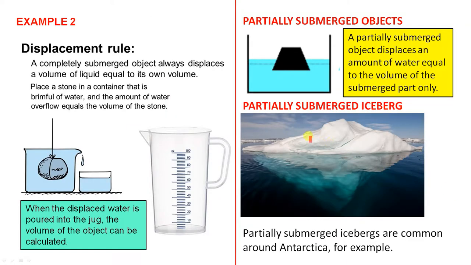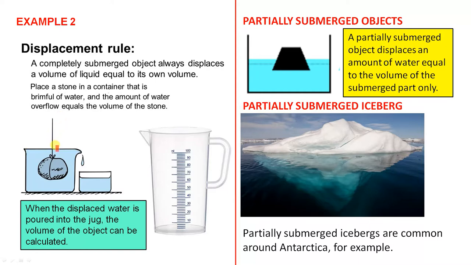Example 2, the displacement rule. A completely submerged object always displaces a volume of liquid equal to its own volume. Place a stone in a container that is brim full of water, and the amount of water overflow equals the volume of the stone. That means that brimful means the water is right up to the brim.